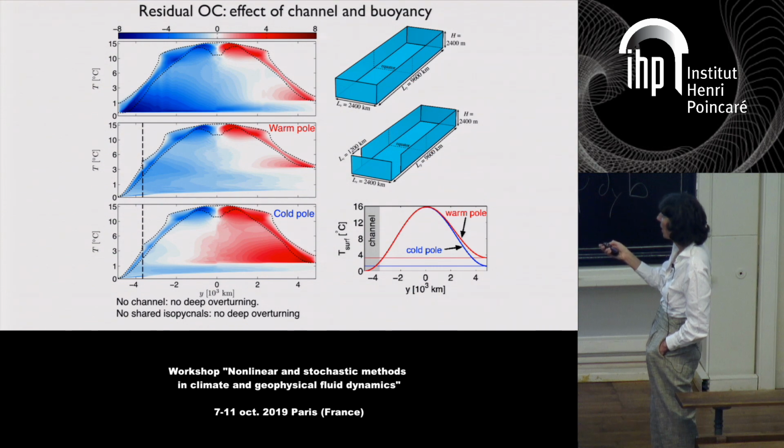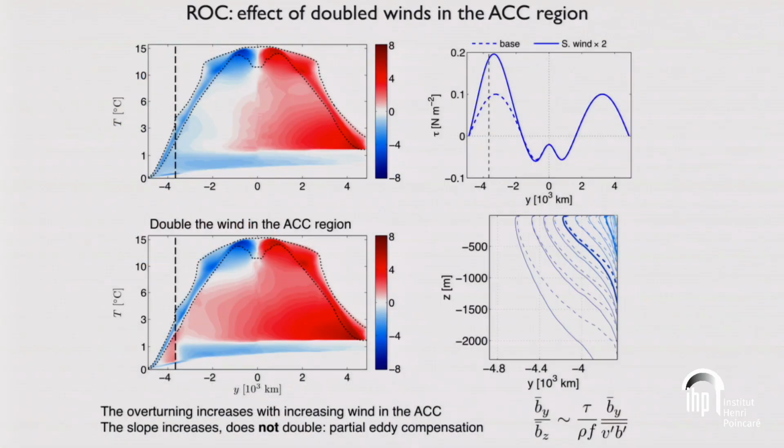Yes, that's the overturning. Let me just show you, this was where winds were not very strong, and then we double the winds in the Antarctic circumpolar region. This is in Sverdrups, million cubic meters per second. The profile of the wind stress was like this before, so the maximum was 0.1 newton per square meter in the circumpolar region. In reality, it should be 0.2, and this is this calculation here. You see that the overturning is stronger and larger, and the slope of the stratification is steeper.